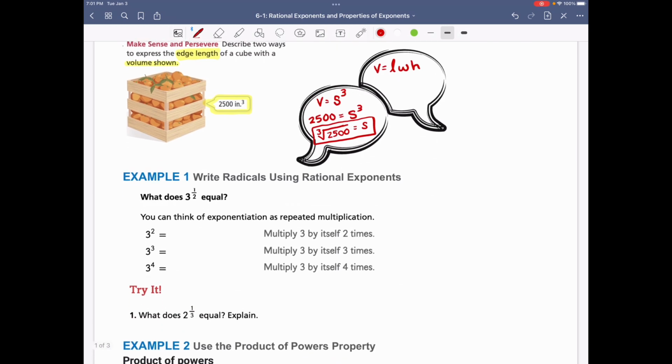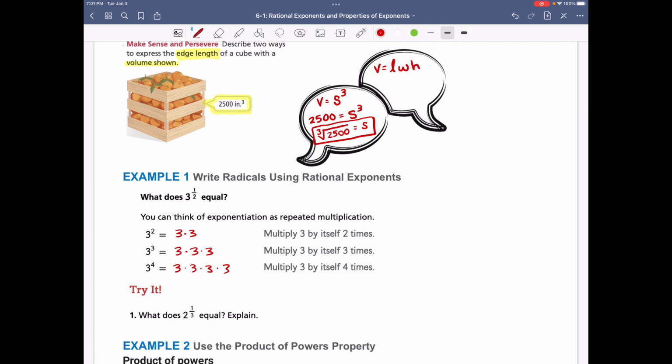Write radicals using rational exponents. What does 3 to the 1/2 equal? So you can think of exponentiation as repeated multiplication. What this means is, this is just a little review, 3 squared means 3 times 3. And 3 to the 3rd means 3 times 3 times 3.